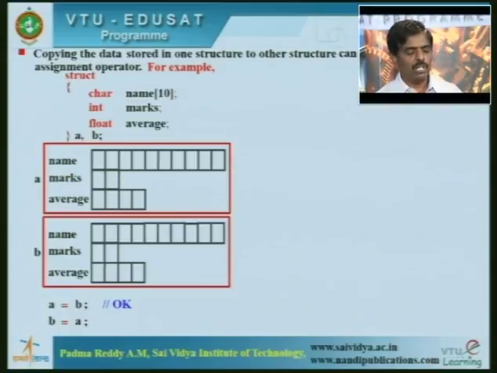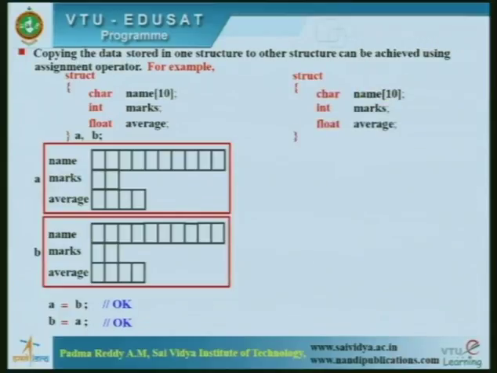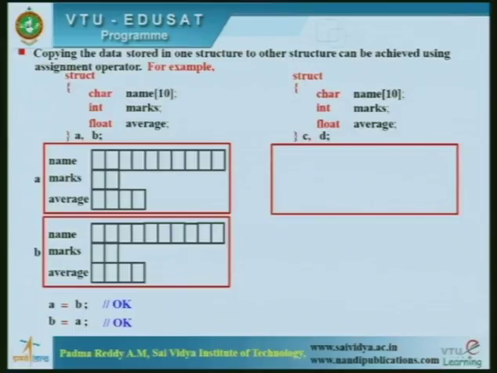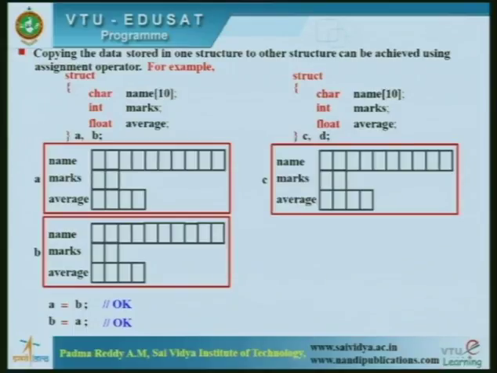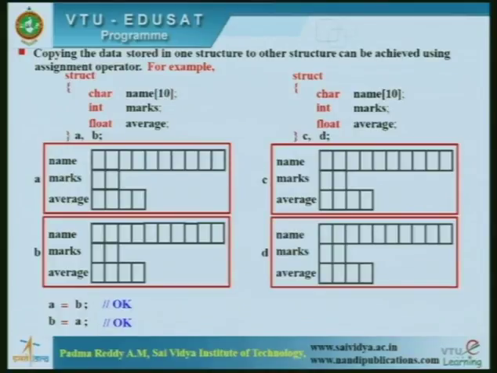In the first case, the entire structure B will be copied into A. In the second case, the entire structure A will be copied into B. Now look at this structure here. Memory will not be allocated. How many variables are there now? Two variables are there. A block of memory for variable C, another block of memory for variable D is allocated.